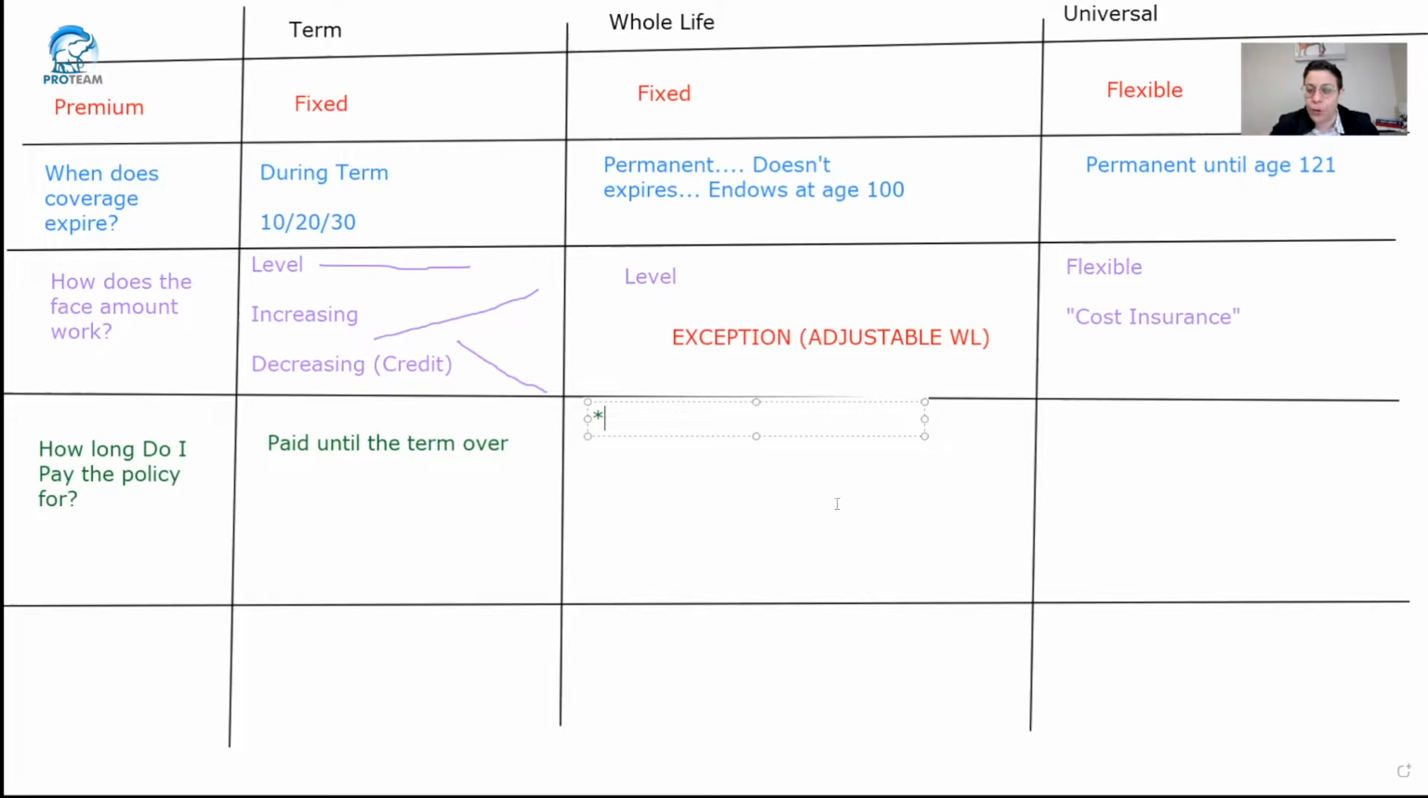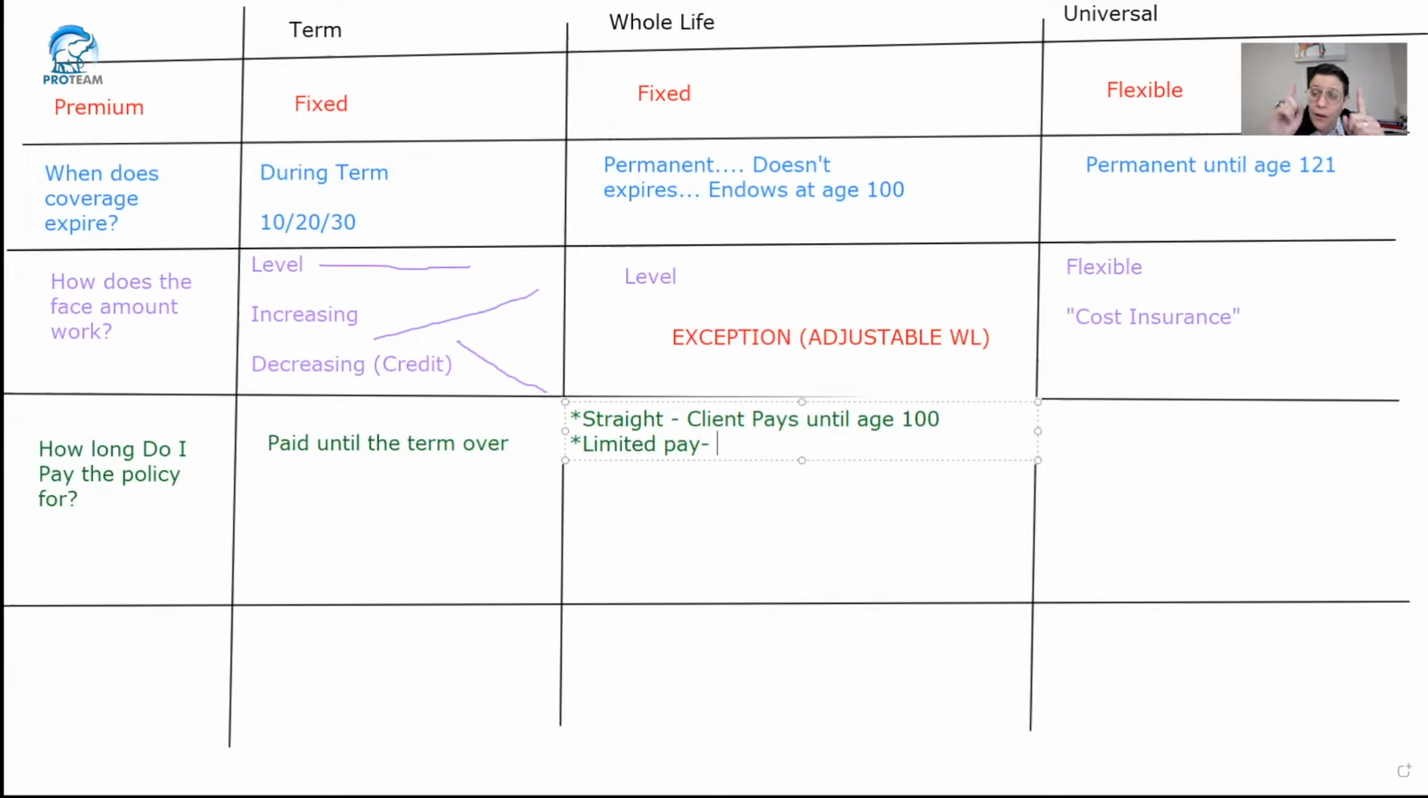The first type of whole life is straight whole life. With straight whole life, the client pays until age 100. It's that simple. Then the other type of policy is called limited pay whole life.